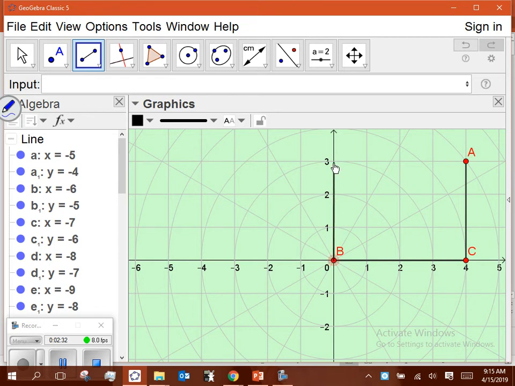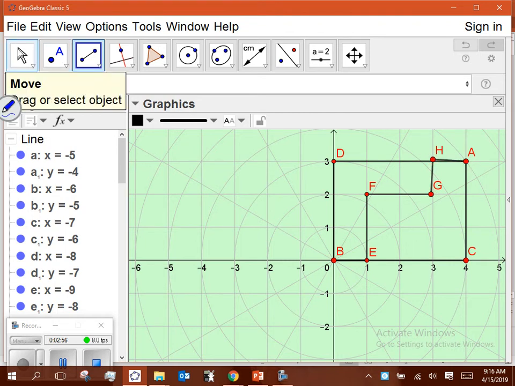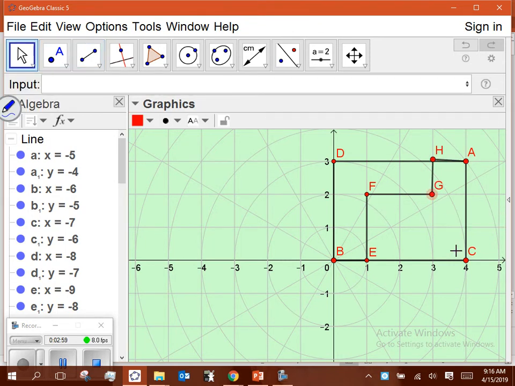I could have gone up 3 and to the right 4. What kind of angles do I create here? Right angles, right? I could have gone right 1, up 2, right 2 more, up 1, and then right 1 more. Okay, my drawing is a little off. I could have done that. But what kind of angles do I make every time that I change direction? Right angles. So that's why we refer to that as a rectangular coordinate system.